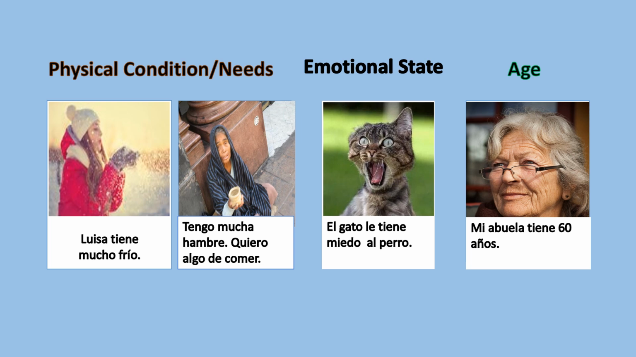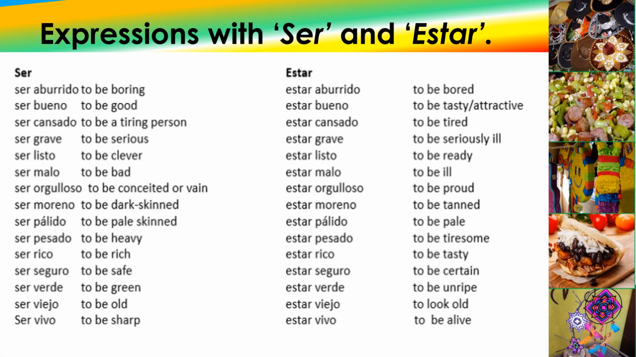Now we are going to be looking at some expressions with ser and estar, and you need to know these expressions so you can improve in your writing and speech. So let's look at ser and estar. Okay, ser aburrido, to be boring, okay? But estar aburrido means something else, to be bored, okay? To be bored.